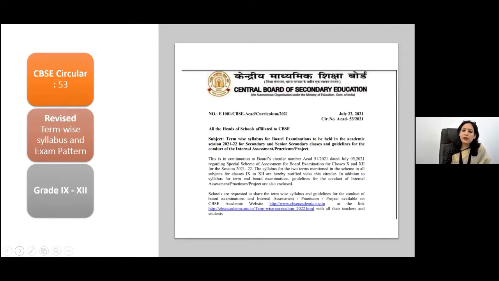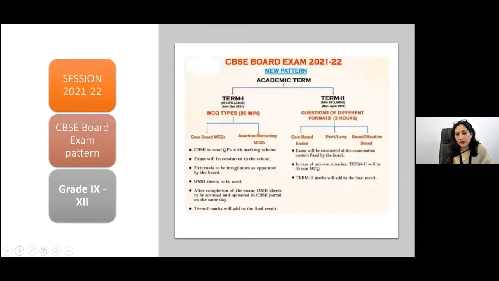If we look at the entire structure, it reflects a major change. To make it more clear, we can see this term 1 and term 2, the 2 terms. Now the assessment structure has been revised. In term 1, MCQ-based questions will be there along with case study and assertion and reasoning-based questions, and the weightage will be 50%, on the term 1 syllabus only.